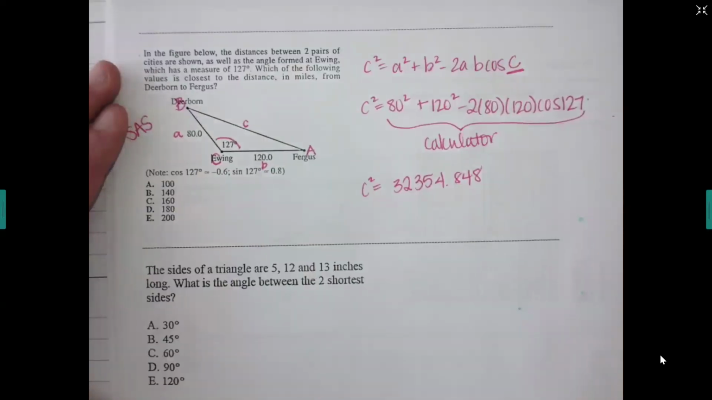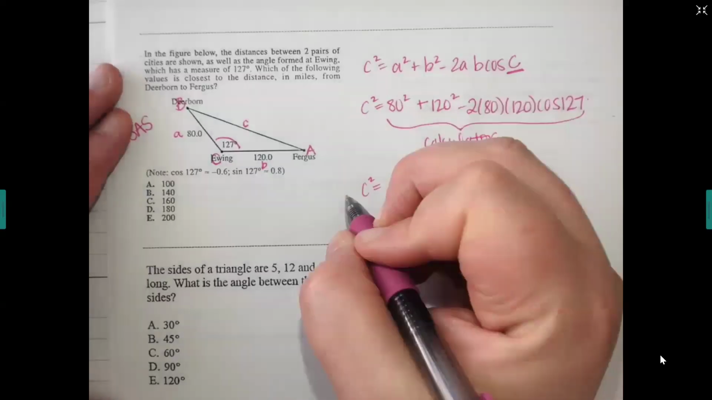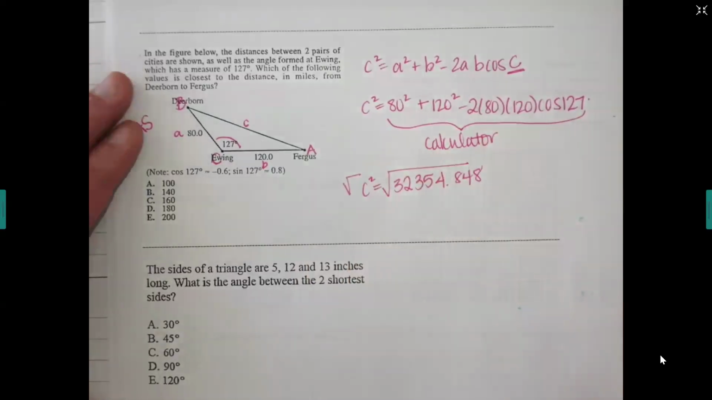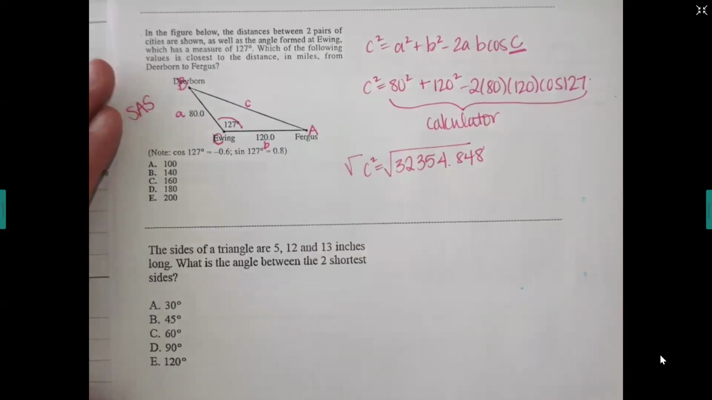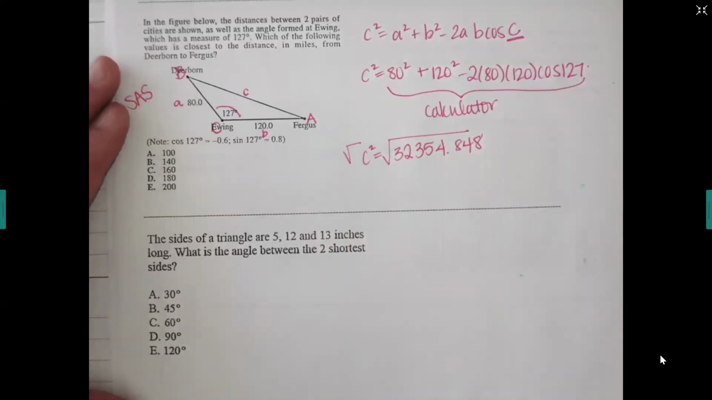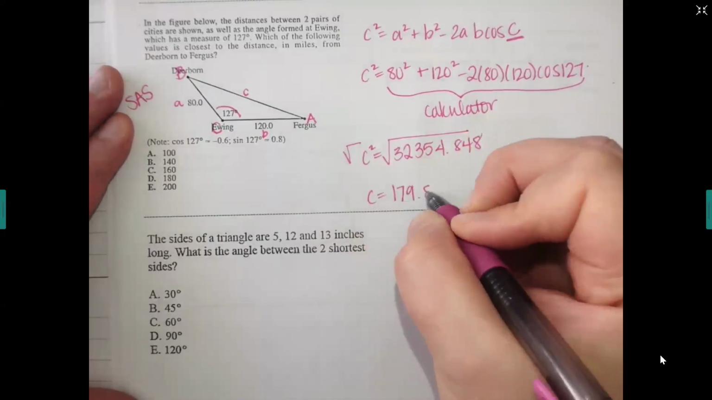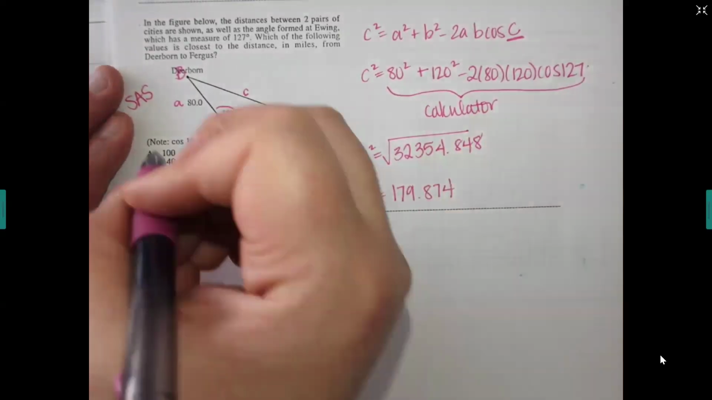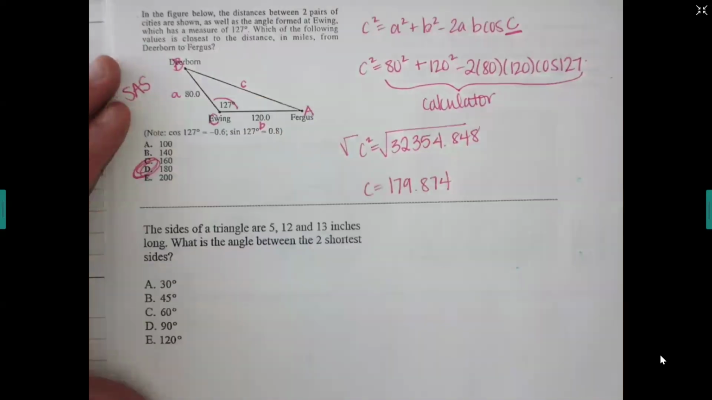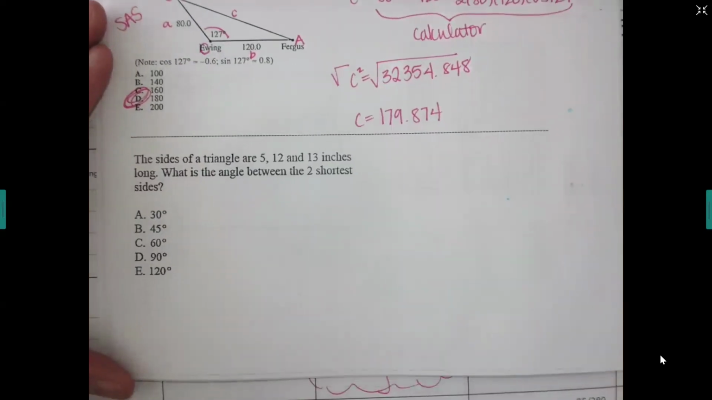Okay, and then I got a really big number and there's no answer choice that says that. What do I still need to do? Square root your answer. Very good. Okay, so remember, you're not done until you have C. So C squared is not quite finished. So then my C comes out to be 179.874. That's going to be closest to 180. Okay.